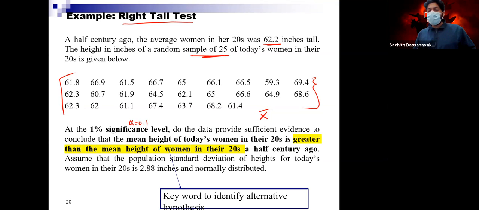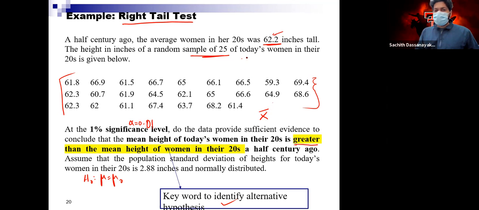The mean height of today's women in their 20s is greater than the mean height of women in their 20s. So greater than, this is the keyword, which means a right tail test. That's why I mentioned keywords to identify the alternative hypothesis. H naught is always something like this. Mu naught you can find using this one. Clear?